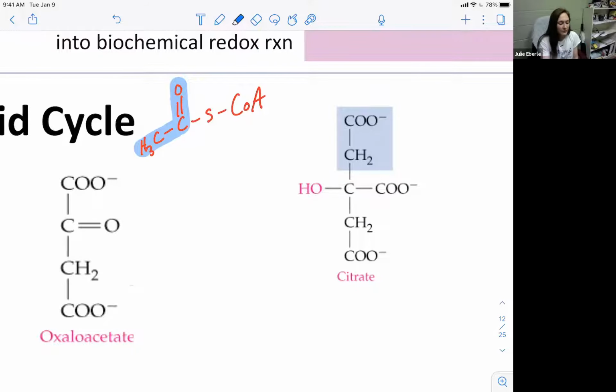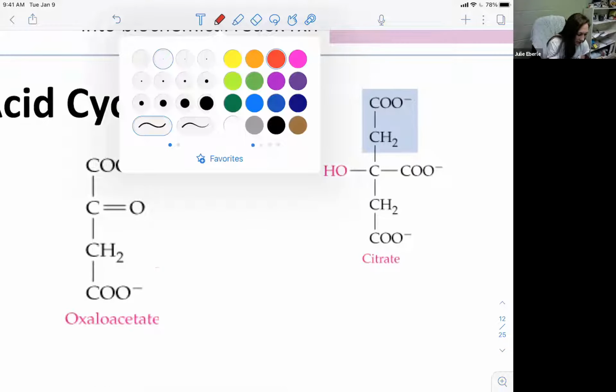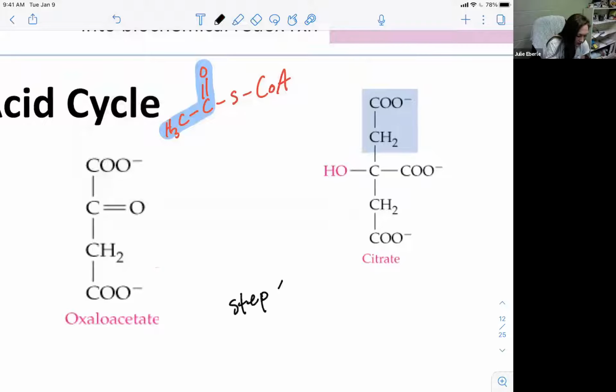So the very first step in the citric acid cycle is the transfer of the acetyl group to oxaloacetate. Oxaloacetate is the end product in the citric acid cycle, which is what makes it a closed loop. The final product is actually the first reactant in the whole cycle. So we're going to call this step 1, and I'm going to draw an arrow from oxaloacetate to citrate. Citrate is the first product. Oxaloacetate is the final product, but it's the first reactant, if that makes sense.